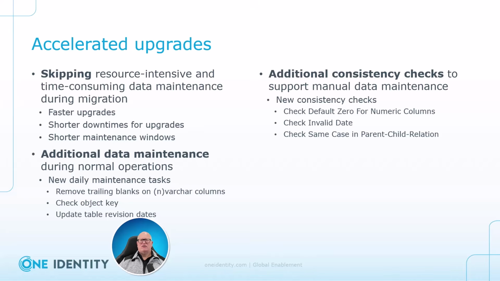Some others of these removed maintenance tasks are not available on a schedule. This is the right side of the slide. They are now part of the manual maintenance. Remember, there is the Identity Manager maintenance functionality where you can just check your data. And there you will now find things like check default 0 for numeric columns, or check invalid dates, or check same case in parent-child relations. However, with moving this away, the migration will be much faster, and of course the functionality stays alive in different places of the Identity Manager now.